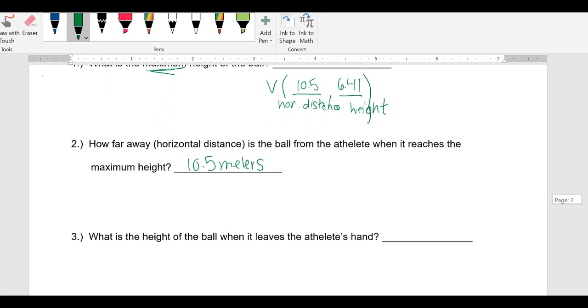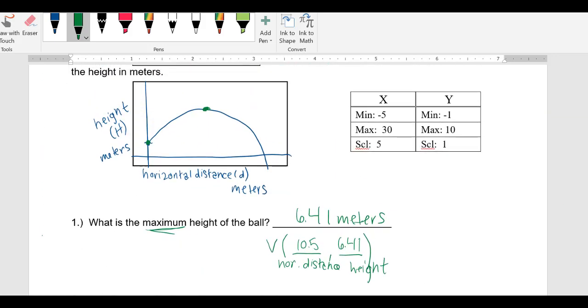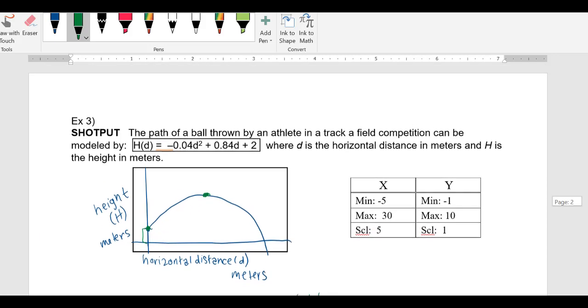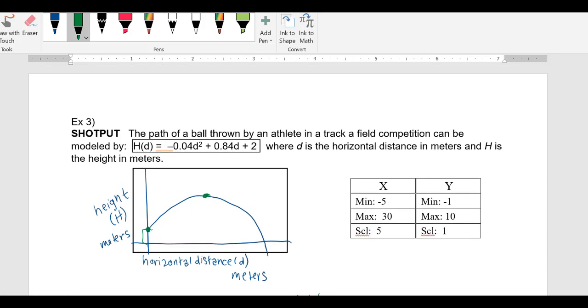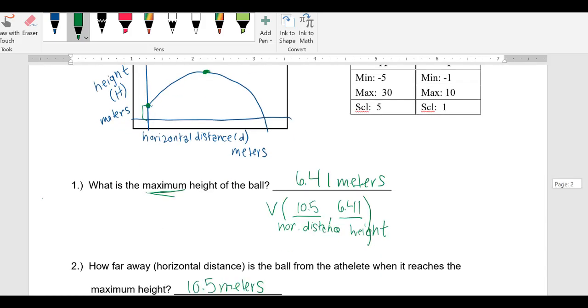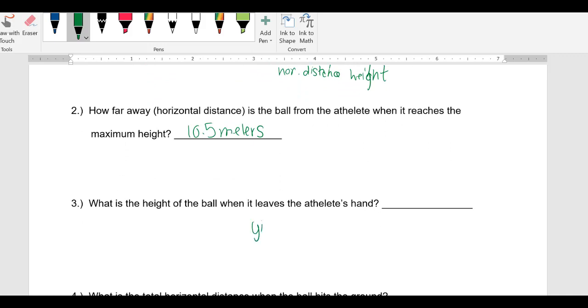All right, what is the height of the ball when it leaves the athlete's hand? So that athlete is right on that horizontal distance versus height axis, which is right at the origin. And the height of that ball when that athlete releases it is going to be at that y-intercept. We know the y-intercept is written as (0, c), and in this case, our c value is that 2. We know (0, 2) is that y-intercept. So the height of the ball when it leaves the athlete's hand is 2 meters.